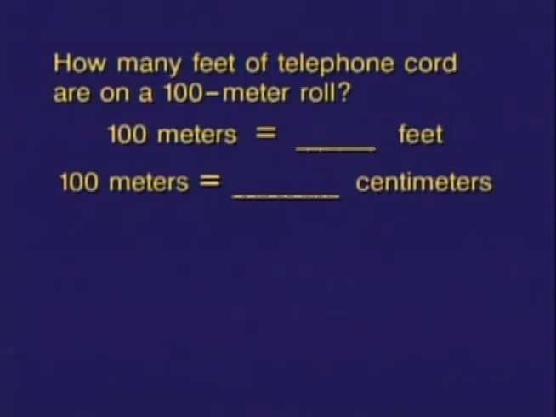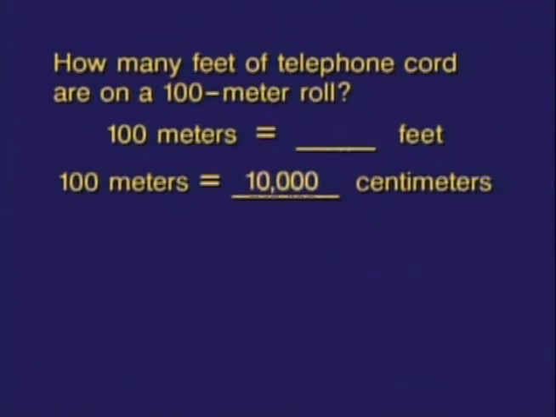Here's another problem. How many feet of telephone cord are on a 100-meter roll? Write the problem in equation form. We'll use the decimal method to convert 100 meters to centimeters. We convert to centimeters because the centimeter is the metric unit in the transition factor. To convert, we'll move the decimal in 100 2 places to the right. 100 meters equals 10,000 centimeters.